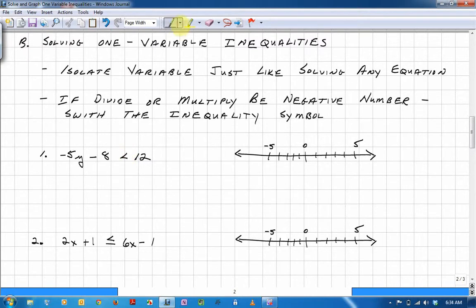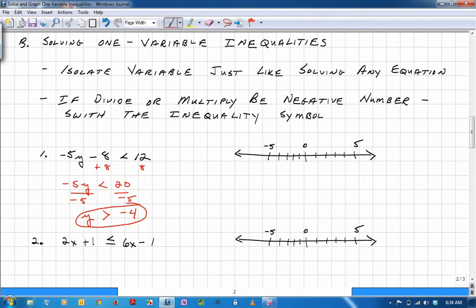So let's see how all this works. In the first problem, I need to get this y alone, so I'm going to add 8 to both sides. So if I add 8 to both sides, my problem will now be negative 5y is less than 20. Now, I didn't divide or multiply by a negative number, so the inequality symbol stays a less than. But right here in this step, I'm going to divide by negative 5. And that's going to give me a y on the left side, and on the other side, I have a negative 4. But because I divided by negative 5, that inequality is going to have to switch its direction. And so my final answer is going to be y is greater than negative 4.